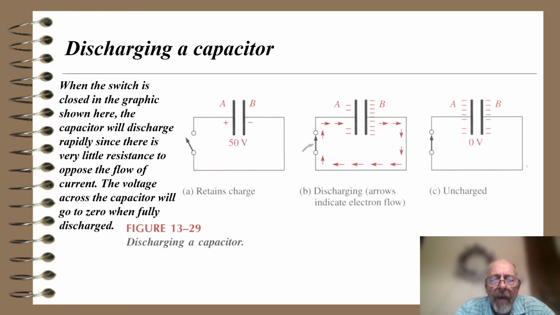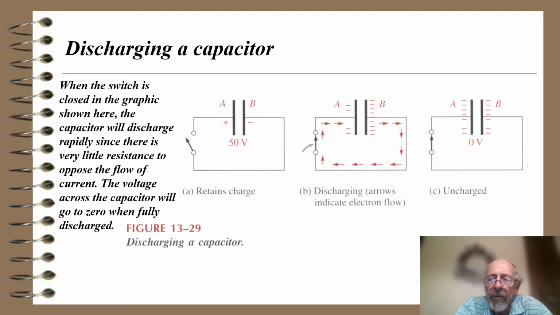How about discharging a capacitor? Here we see that we have a capacitor in figure 13-29 that is fully charged to 50 volts, with A being plus and B minus. Now, when the switch is closed, the charge can equalize. That is, the electrons from plate B can move around the circuit to redistribute themselves to the positive charge on plate A. And eventually the charge will redistribute itself and be even on both A and B, and therefore there'll be 0 volts across A and B.